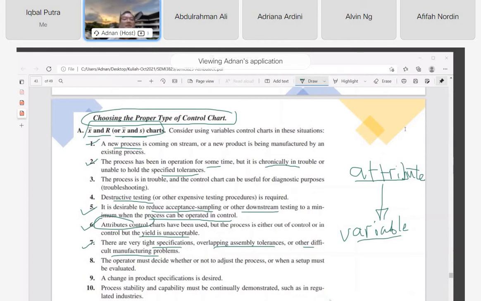Okay, so as we say that here, this variable control chart is okay for type specification. Okay, for example, you know that this process requires very close monitoring. Okay, use variable control chart rather than attribute control chart.